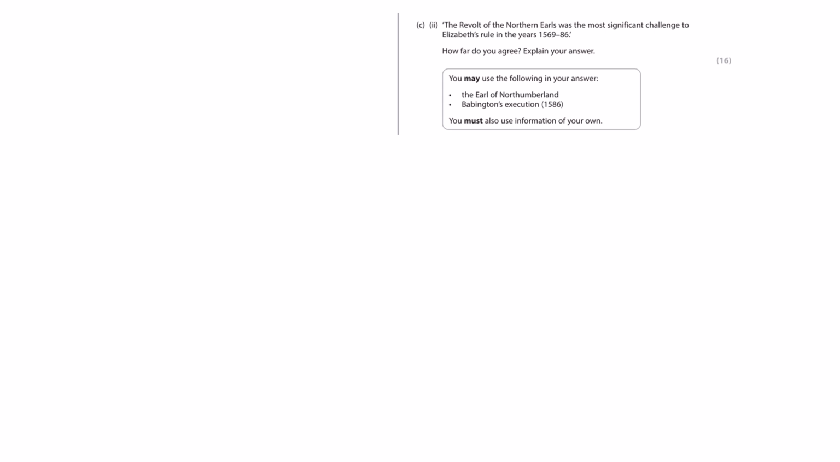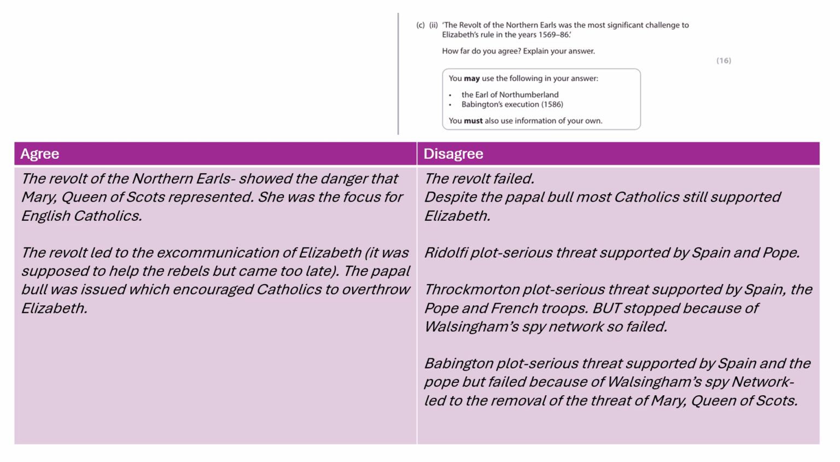You can see here an example of a table in response to the question. I really want you to create a table tomorrow before you answer your how far do you agree, because it helps to put all your ideas down. You'll notice in this table that I have not used the second bullet point, which was the execution of Babington, because I don't feel that I need to answer this question in full. So it's a reminder, use the bullet points if they help you, but if they confuse you or you don't understand them, you do not have to use them in your answer. You will not be marked down.